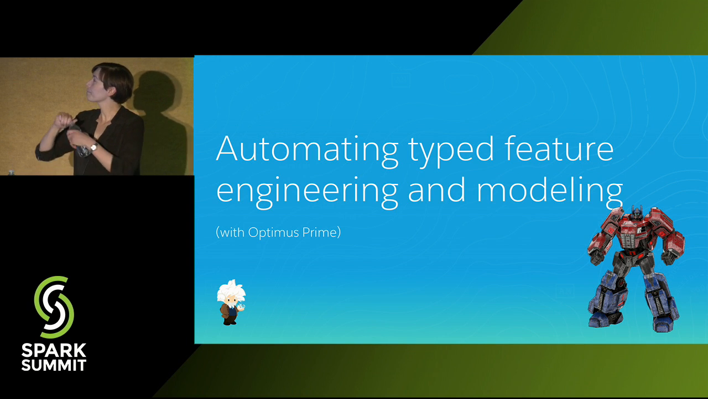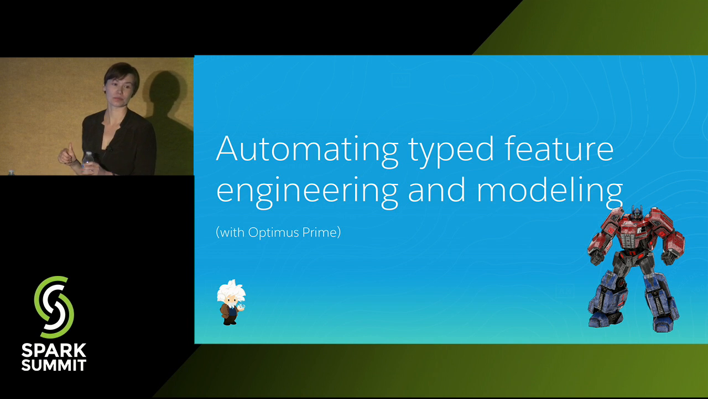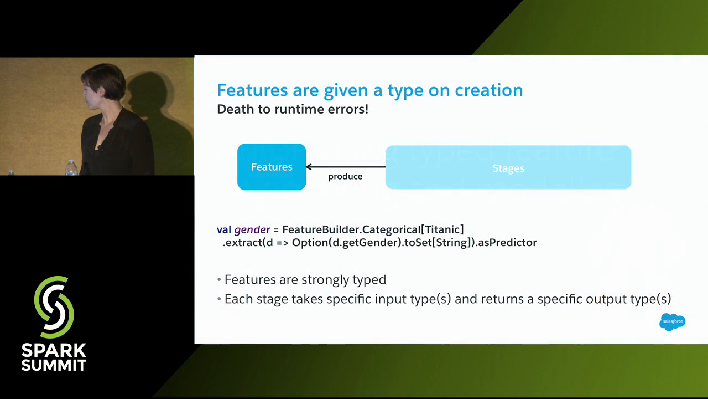So how does the feature engineering on this work? Well, the key part here is really the features and the stages. Anytime you generate a feature with Optimus Prime, basically that feature has a type. And so this is a line of code that I emitted from my 3 magic lines.